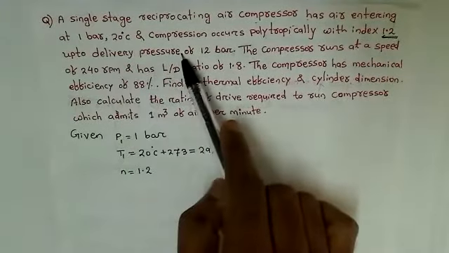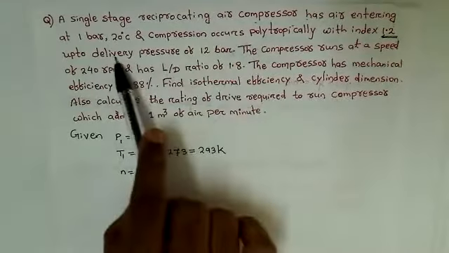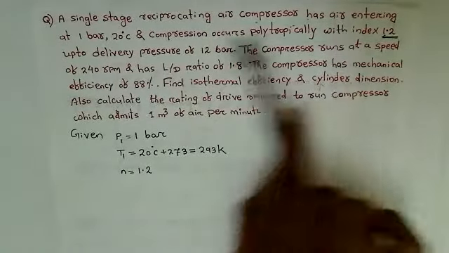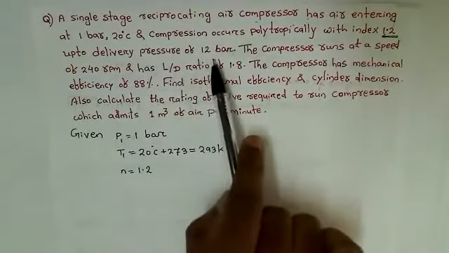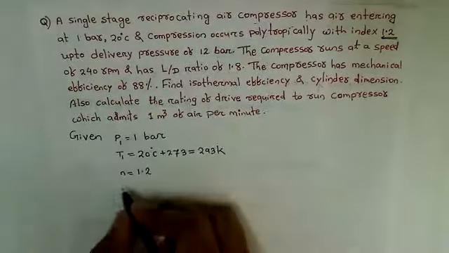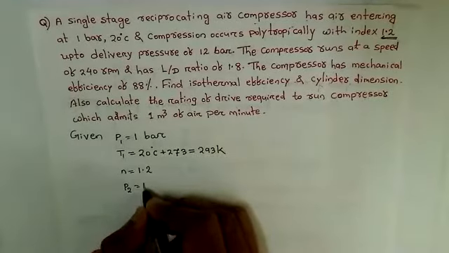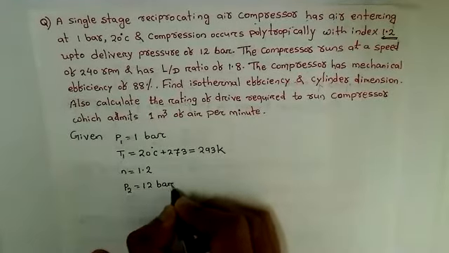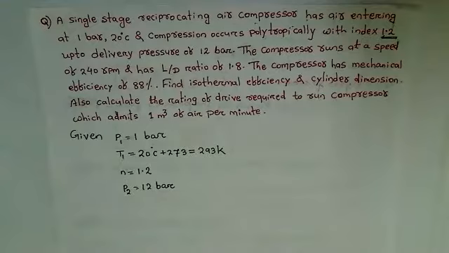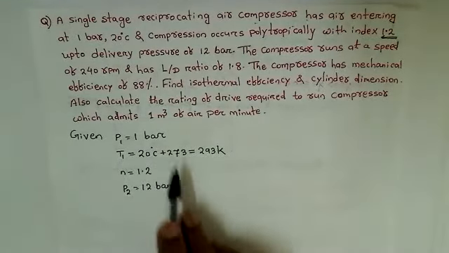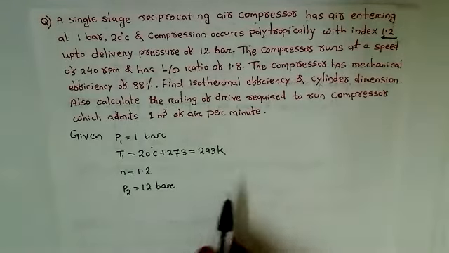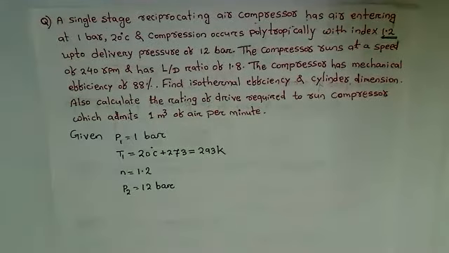Up to a delivery pressure of 12 bar. Delivery pressure means the inlet pressure of the air is 1 bar, and after compression, the outlet or delivery pressure of air is 12 bar. So delivery pressure means P2 equals 12 bar. We will convert it into kilopascal. It is always better to convert it into kilopascals, because whatever the power output or work done units we get, those units are in kilowatts.